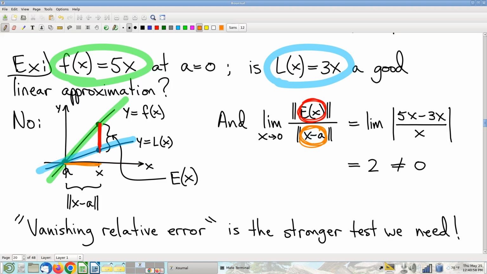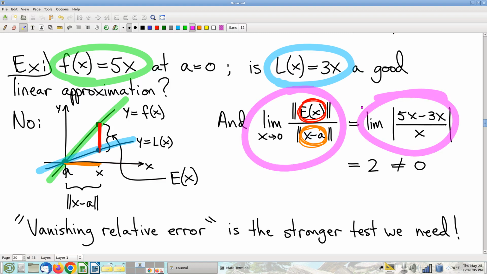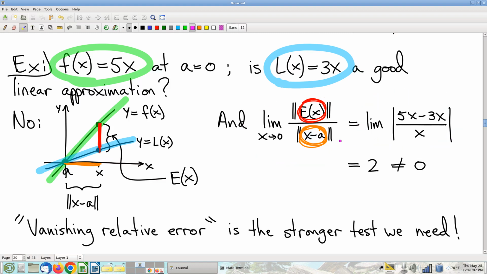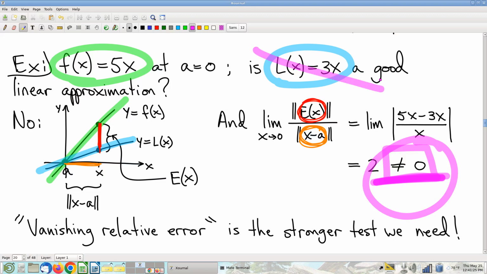And let's see what happens. Easy little bit of algebra here. And this expression, you plug in the numbers, and it ends up being 2, which is not 0. That's really the point. So, wait a minute. The test was that the relative error would need to approach 0. This one doesn't. And so, as it should, this rejects that as a candidate linear approximation.